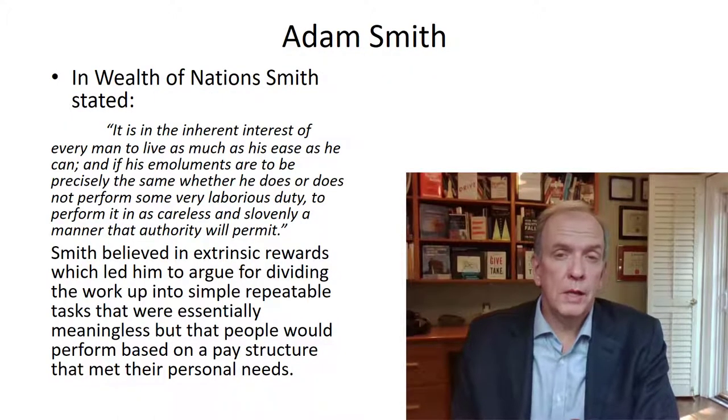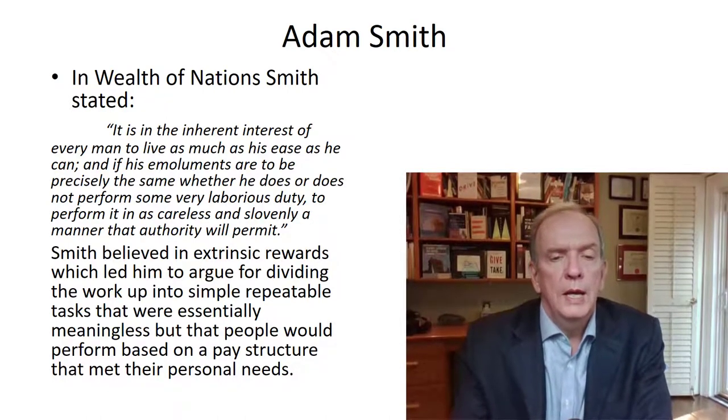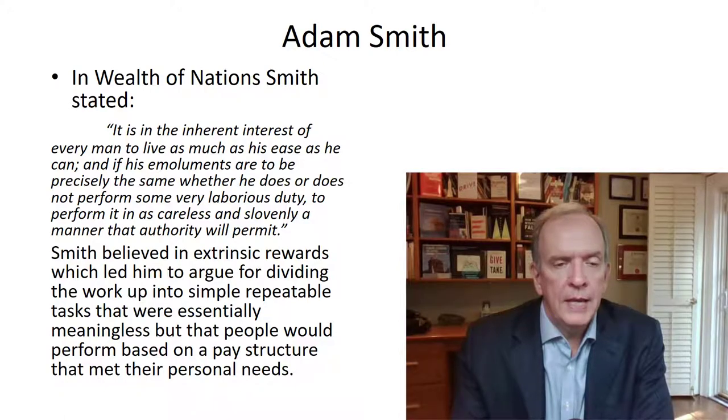So in The Wealth of Nations, where I really drive Adam Smith in this course, this is his wording. You have to realize it's 1776, so if it's a little bit gender specific, that's why. But his quote is, "It is in the inherent interest of every man to live as much at his ease as he can. And if his emoluments" - that is pay, so whatever he's being paid for doing the work - "are to be precisely the same, whether he does or does not perform some very laborious duty, it is in his interest to perform it in as careless and slovenly a manner as authority will permit."